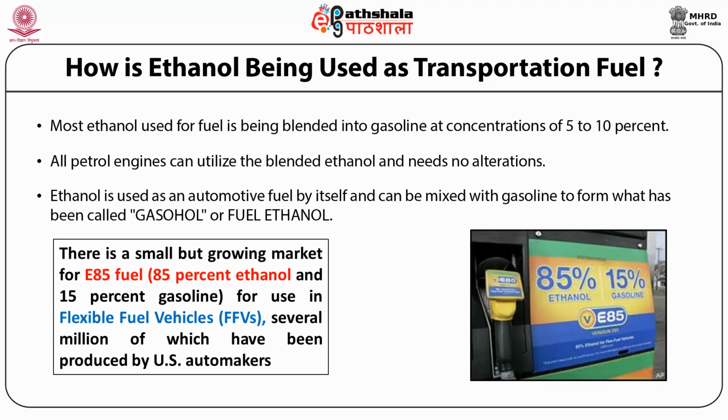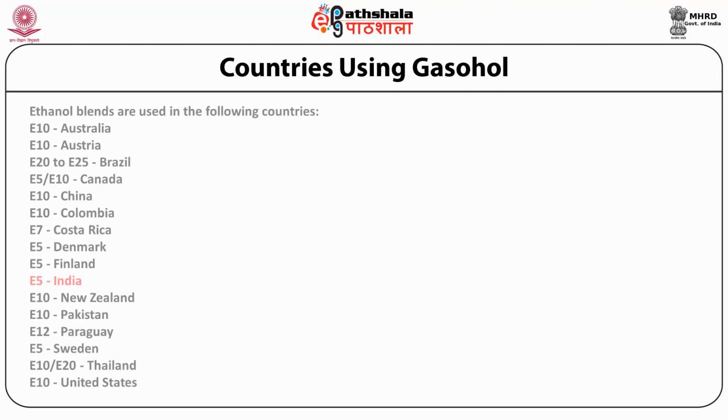Either they can use pure gasoline or mixed gasoline, so they have a choice of using both fuels, several millions of which have been produced by US automakers. Countries using gasohol. Ethanol blends are used in the following countries and their formulations. In India, ethanol is used as a 5% blended form.